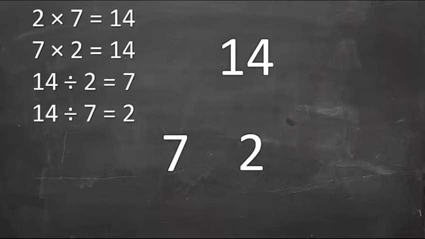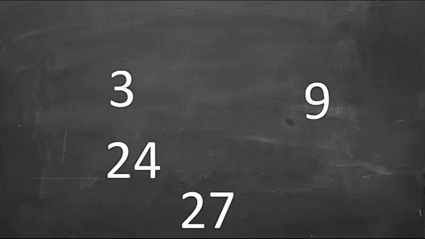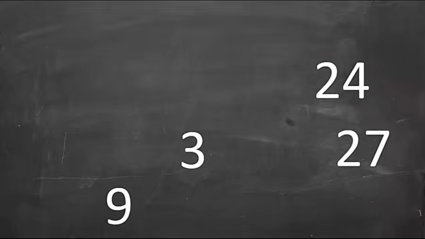Excellent. The number 3 does not belong here. With 2, 7, and 14, our number sentences are 2 times 7 equals 14, 7 times 2 equals 14, 14 divided by 2 equals 7, and 14 divided by 7 equals 2. So are you ready to go again? Of these 4 numbers, which number is not a part of this particular fact family?